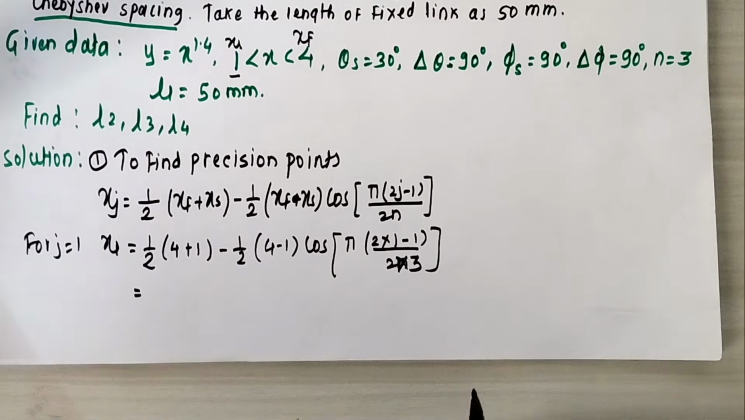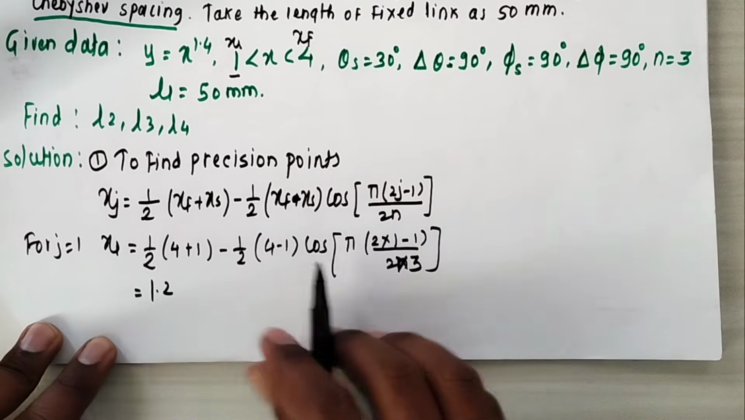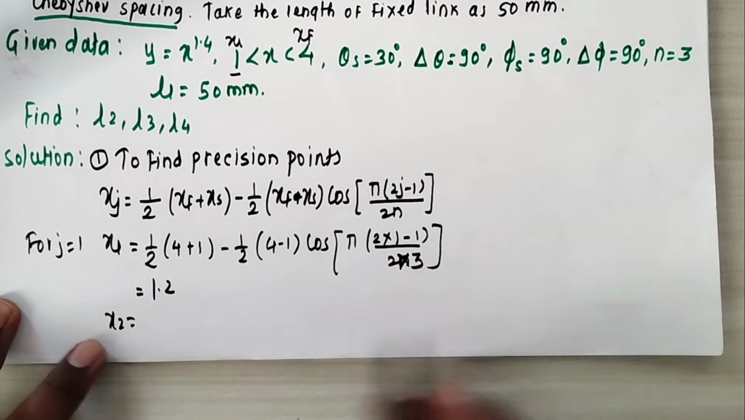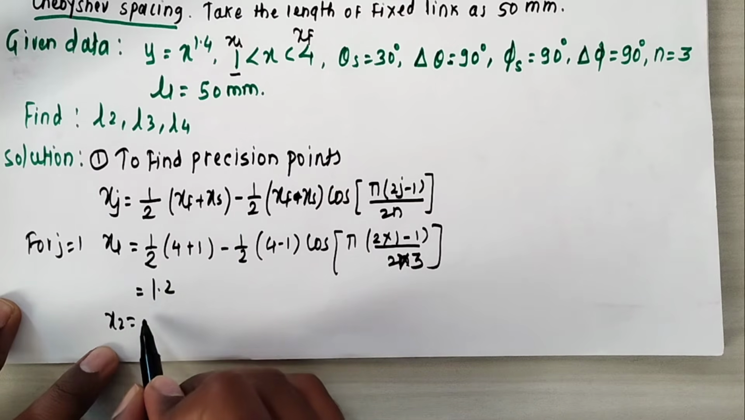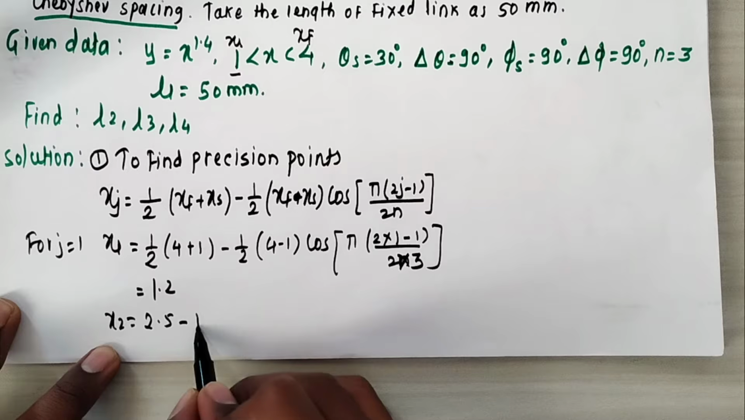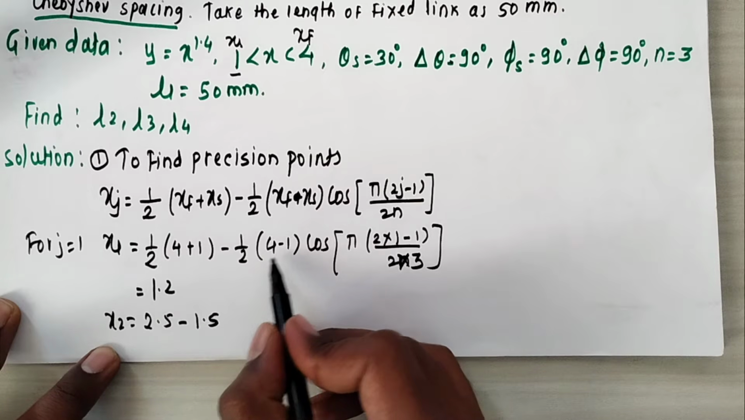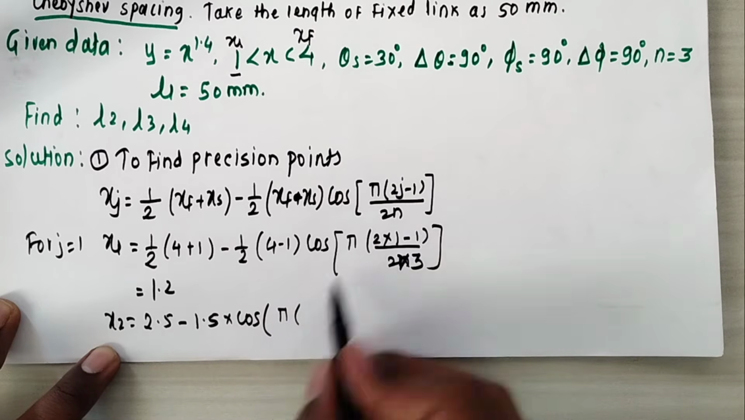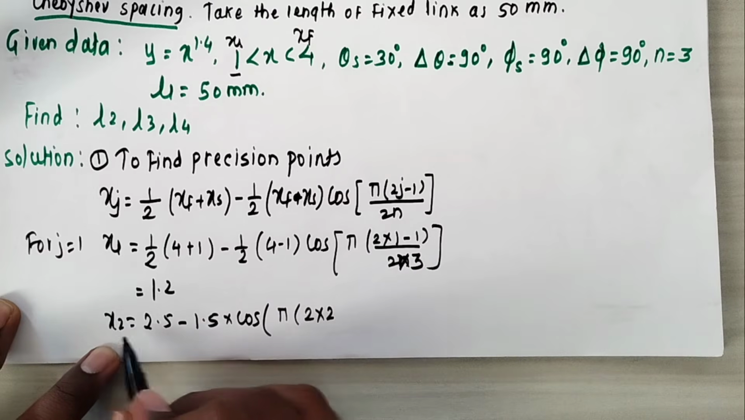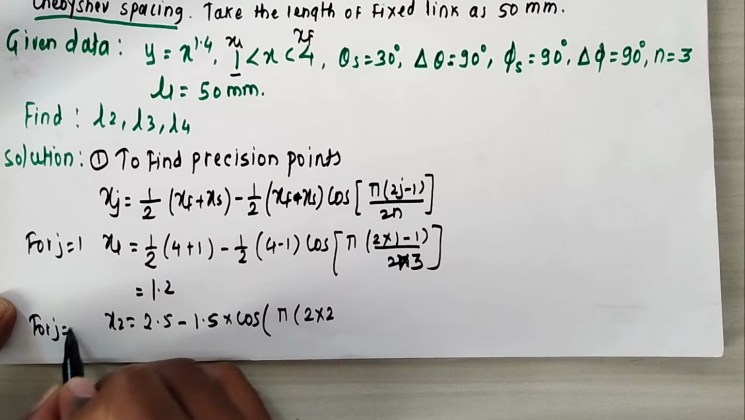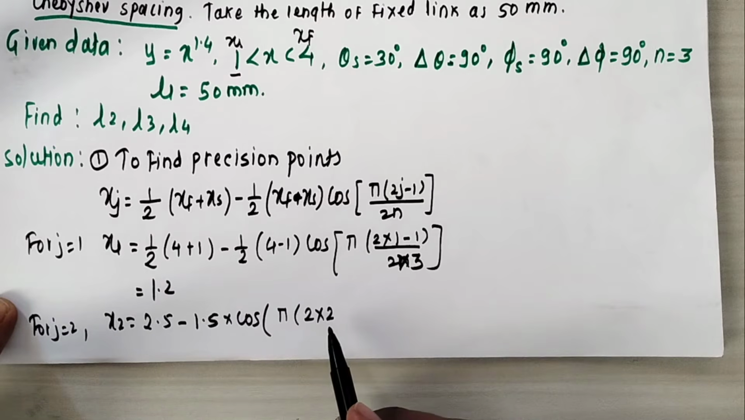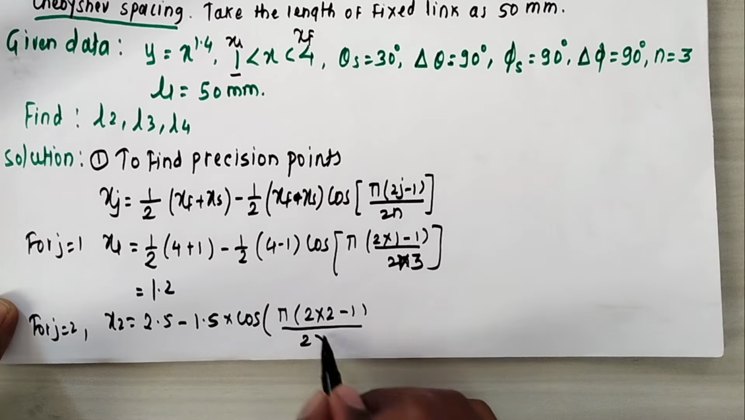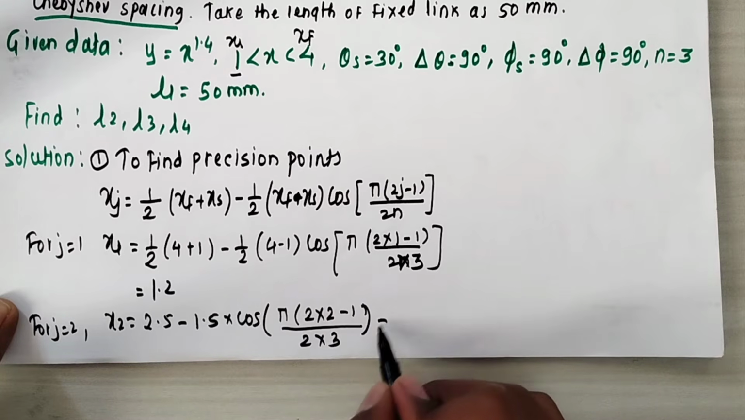Likewise, I obtain the next values. So x1 is 1.2. Next, x2, the same way we have to solve. This remains the same, it is xf plus xs, so it is 2.5 minus this one is 1.5, because 4 minus 1 is 3, 3 by 2 is 1.5, into cos of pi into 2 into j. Now it is 2 into 2, j is 2. For j is equal to 2, pi into 2 into 2 minus 1 upon 2 into n. n is 3. So by solving this, we get the value of x2.